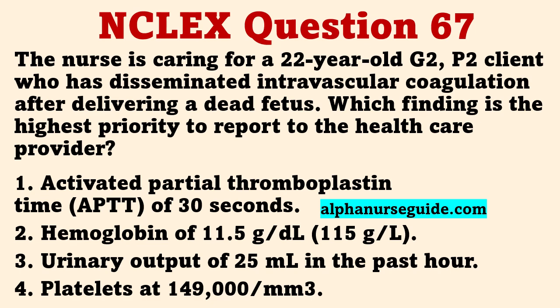The correct answer is 3. Urinary output of less than 30 milliliters per hour indicates renal compromise and would be the most important assessment finding to report to the healthcare provider. The APTT is within normal limits and the hemoglobin is lower than the value for an adult female but within normal limits for a pregnant female. Although the platelet level is slightly low and may impact blood clotting, when compared to renal failure, it is less important.